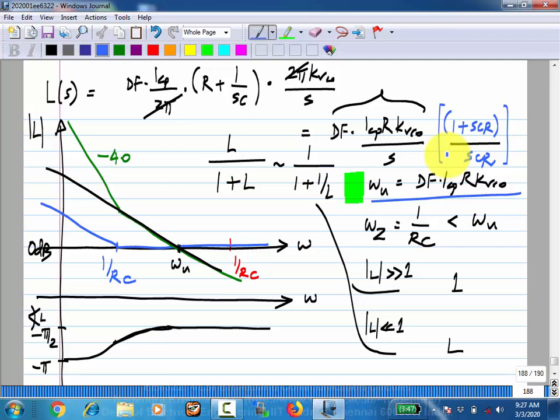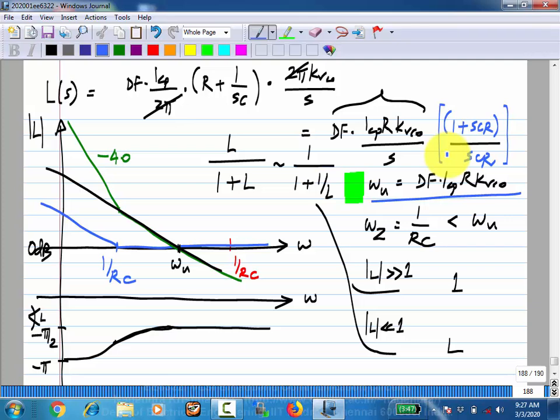I didn't ask you to plot loop gain, but you can do that and see. What do you expect for the loop gain in that case? What kind of curve do you expect? It will just be an integrator. It won't have this other minus 40 dB per decade part. And you can see that there also the unity loop gain frequency will be the bandwidth.